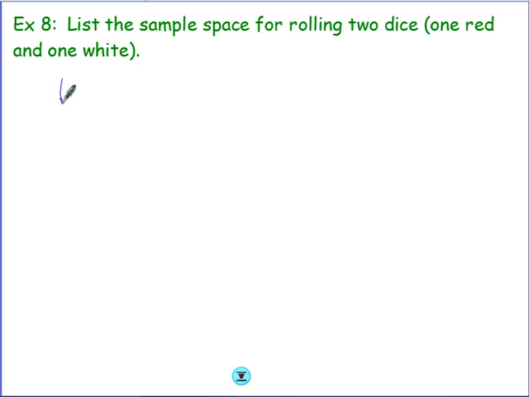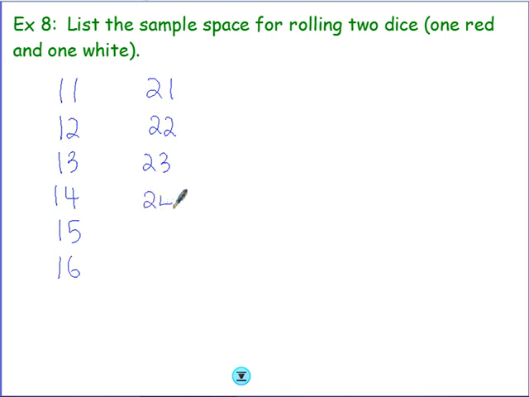However, the white die is changing. So a 1 on the red can go with a 1 on the white. A 1 on the red can go with a 2 on the white. 1 on the red can go with a 3. 1 goes with 4. 1 goes with 5. 1 goes with 6. That's your systematic way of doing this. Now, the red die changes to 2, and the white die goes through its numbers again. 2,1; 2,2; 2,3; 2,4; 2,5; 2,6. The pattern continues. 3,1; 3,2; 3,3; 3,4; 3,5; 3,6.